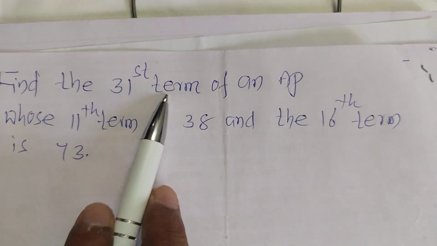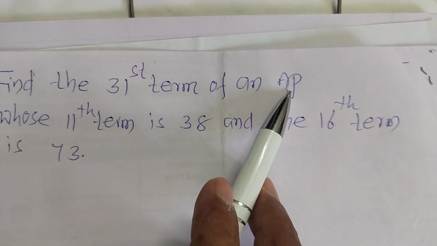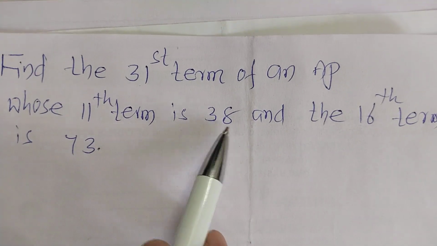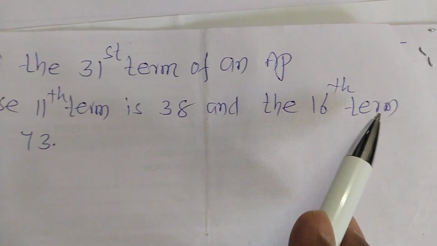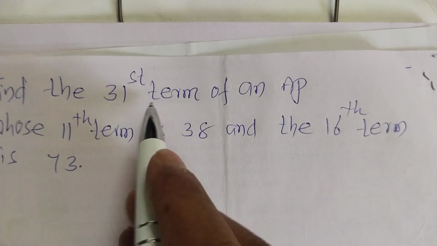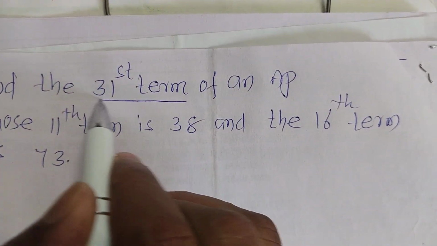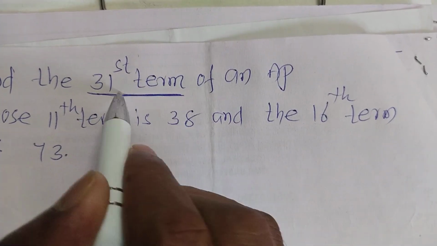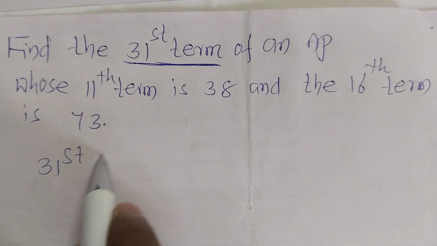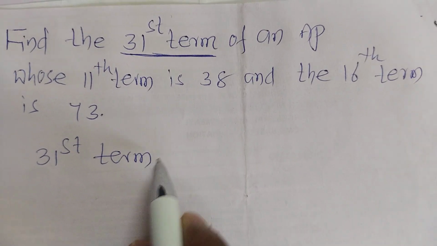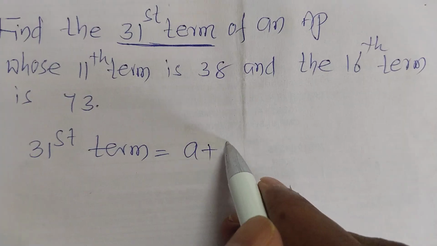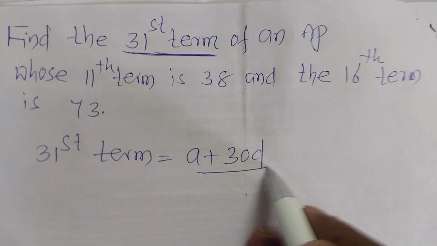Find the 31st term of an AP whose 11th term is 38 and the 16th term is 73. We have to find the 31st term. 31st term equals A plus 30D, we have to find.